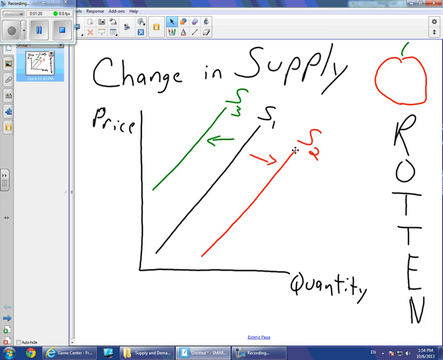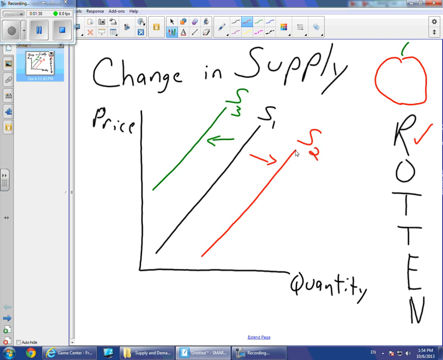The specific variables which can cause this change are listed for you on the right. We know them by the acronym ROTTEN. The R stands for resource prices. These are the inputs used to make that specific product. One thing needed to grow apples is pesticide to keep bugs off.